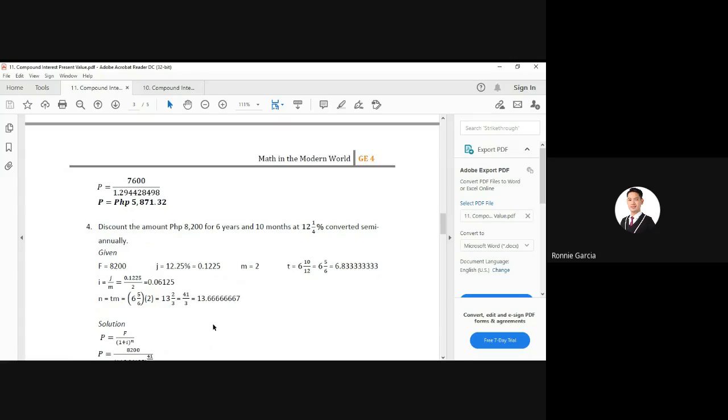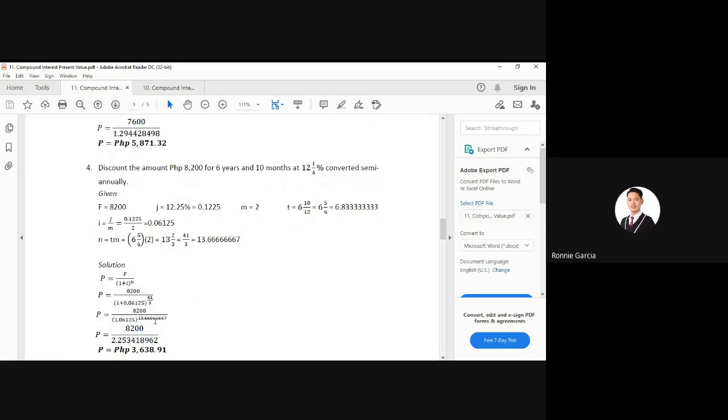For the exponent n, you have to multiply t, that long value above, the one that is non-terminating, times your m, which is 2. So that 6.8333 above, you multiply directly by 2, and you will get 13.6667. Use that exact value, and then the answer is 3,638.91. And this time, Miss Tesoro got the correct answer.